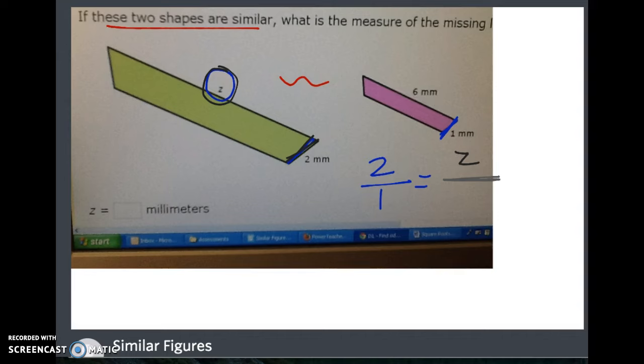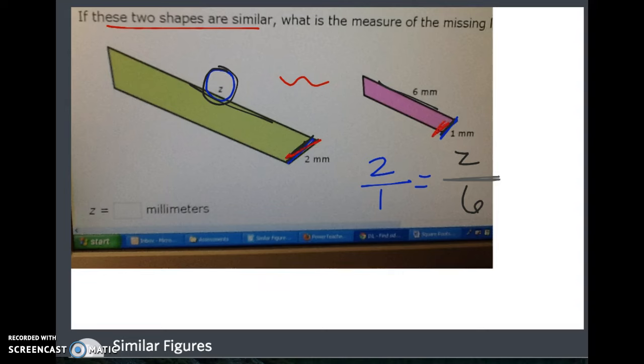Oh, sorry, I did that wrong. I said 2 matched up with 1, and then Z in this one matches up with 6. So now they should be equal. I have to solve this so that they are equal. I could do this a couple different ways. I like thinking of it from 2 to 1.